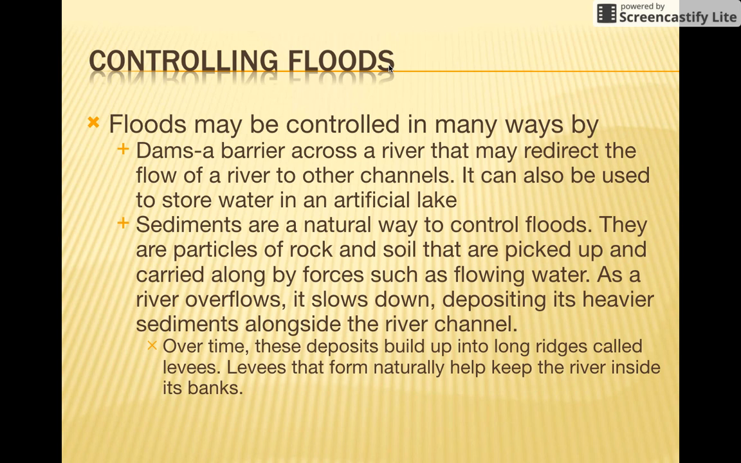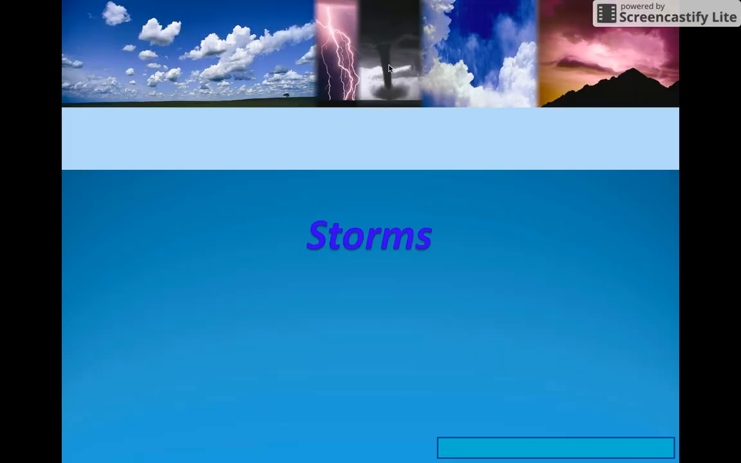They are particles of rock and soil that are picked up and carried along by forces such as flowing water. As the river overflows, it slows down, depositing its heavier sediments alongside the river channel. Over time, these deposits build up into long ridges called levees. Levees that form naturally can help keep the river inside its banks.